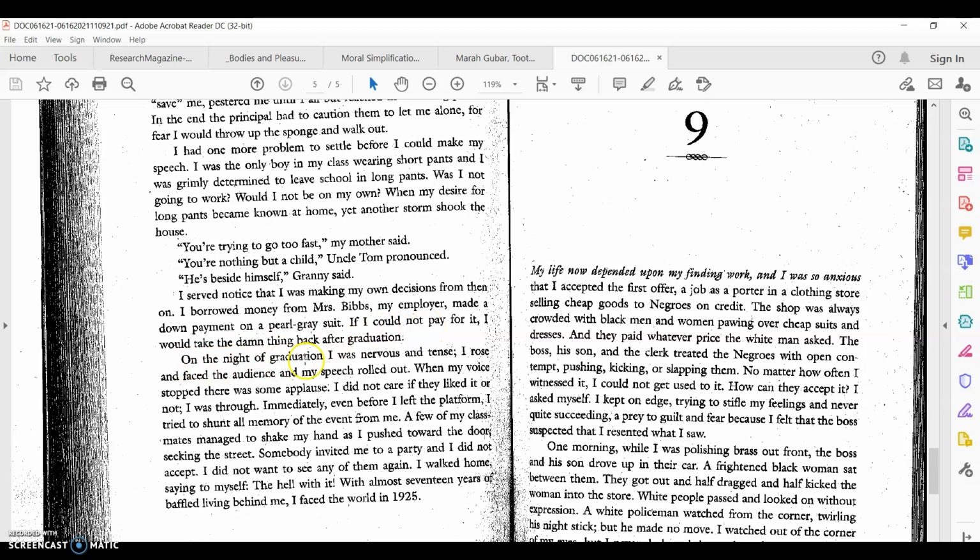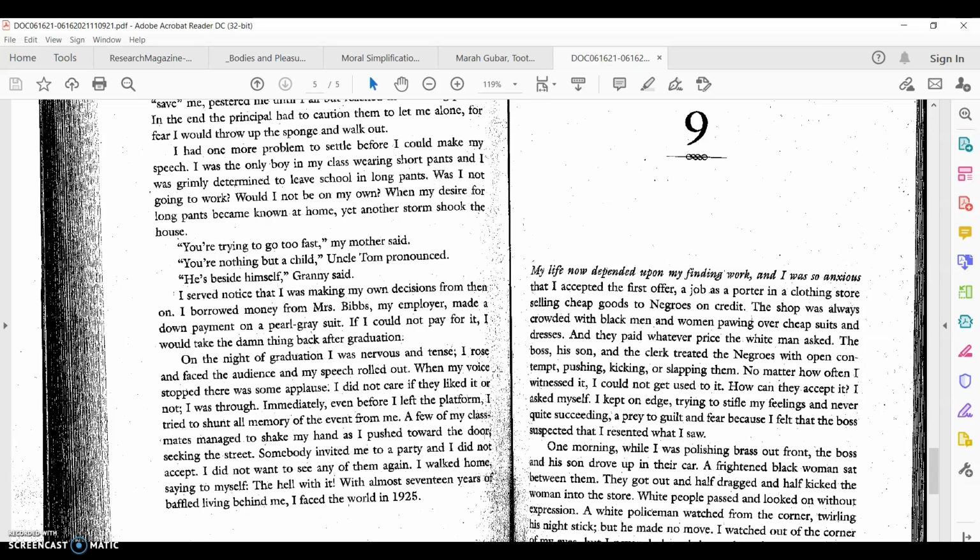On the night of graduation, I was nervous and tense. I rose and faced the audience, and my speech rolled out. When my voice stopped, there was some applause. I did not care if they liked it or not. I was through. Immediately, even before I left the platform, I tried to shunt all memory of the event from me.